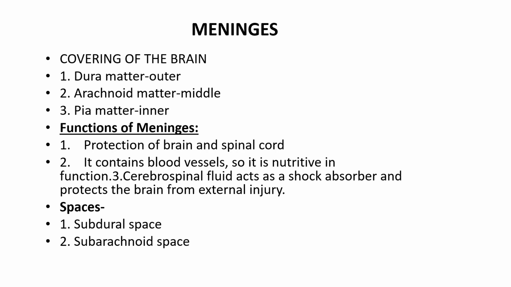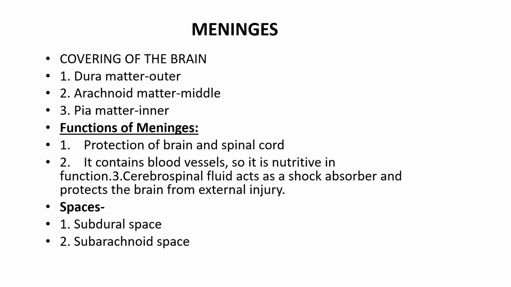They are also called meninges. So the brain and spinal cord are surrounded by three connective tissue membranes, and they are called meninges. The cranial meninges cover the brain, and the spinal meninges cover the spinal cord. The outermost covering of the meninges is called dura mater. It is a tough membrane. The middle layer is called arachnoid mater, and the innermost layer, which is vascular and attached to the brain, is called pia mater.